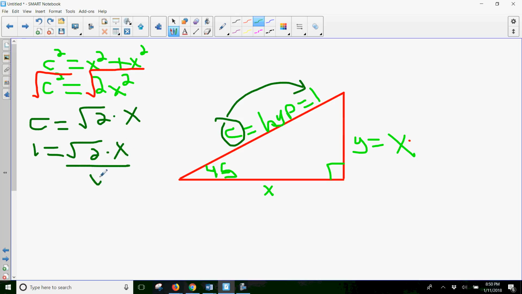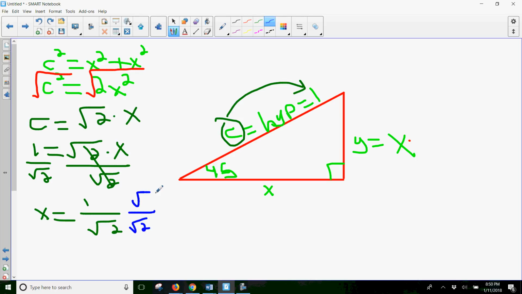So I can divide both sides by the square root of 2. Okay, these will cancel out. But now remember, I can't have the square root of 2 in the denominator. Let me just flip this around. So you got, well, x equals 1 over square root of 2. So we said we could rationalize our denominator by multiplying top and bottom by square root of 2. So it's similar to multiplying by 1, because anything divided by itself is 1. Okay, so this is going to give you square root of 2 on top.